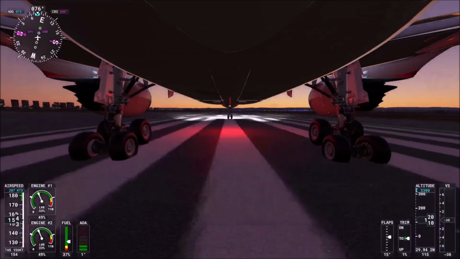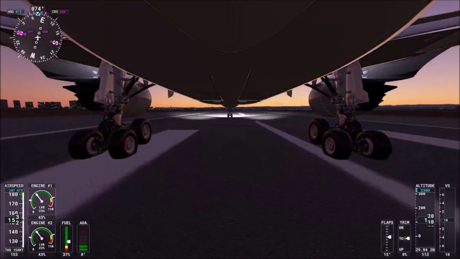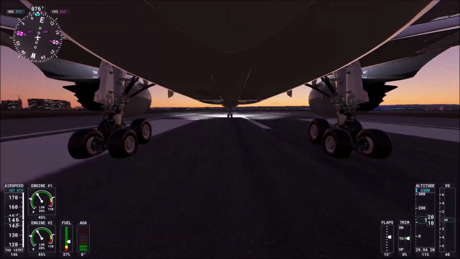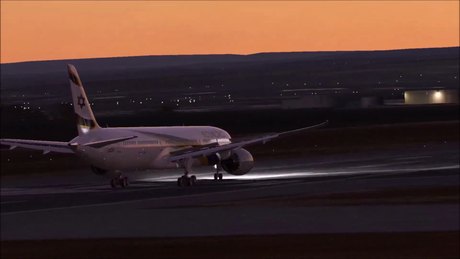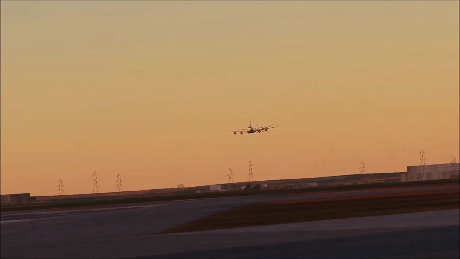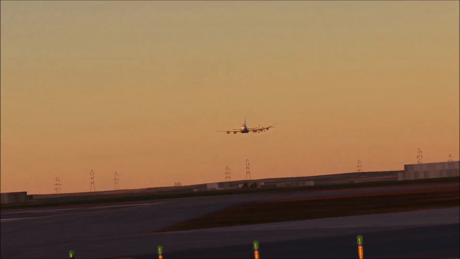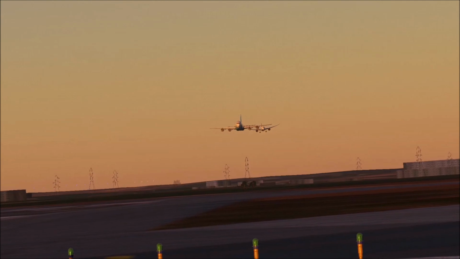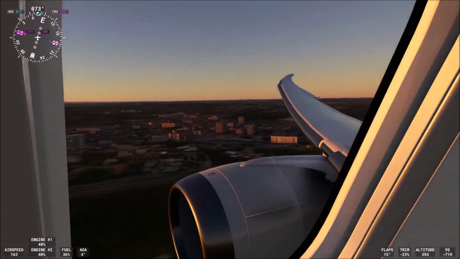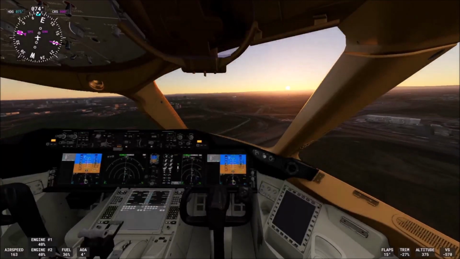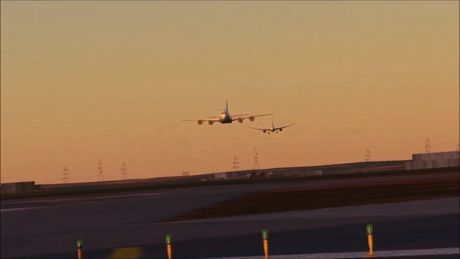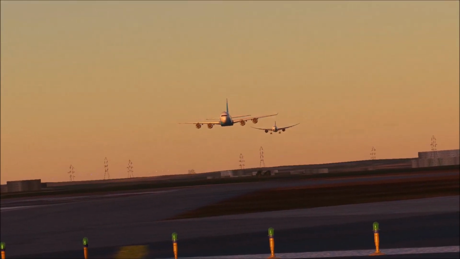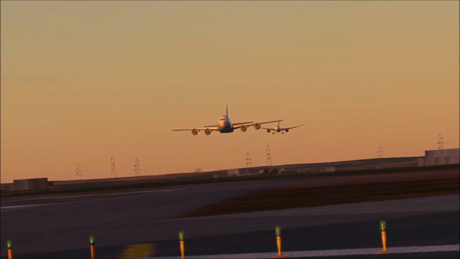Yeah, touched on about 50 actually, and speed about 150 something. Yeah, this looks nice. Both planes together. We are the second one, isn't it? We are the second one.